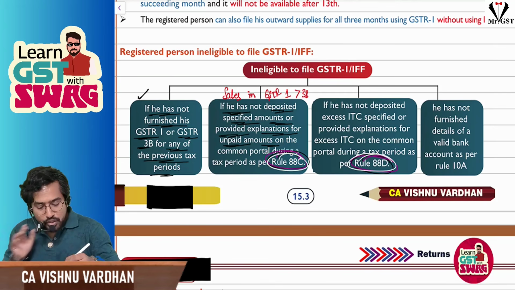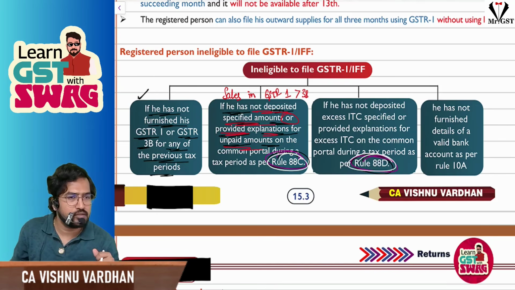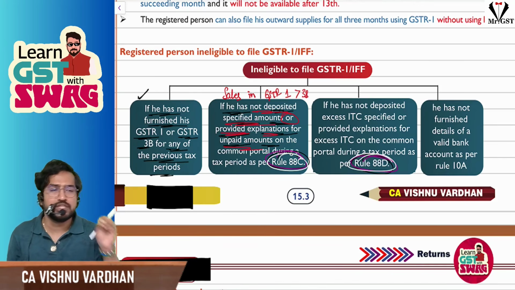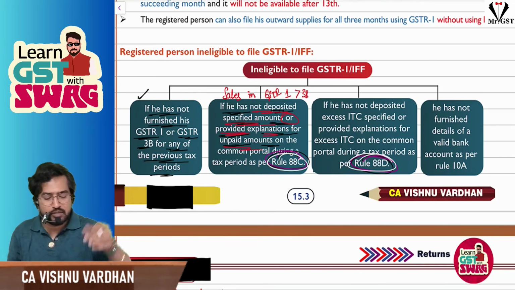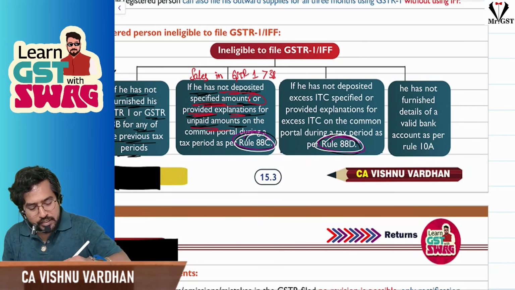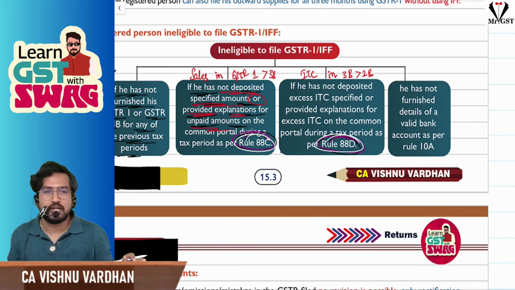So you have not deposited any specific amounts or provided explanation for the amount. If you feel I am wrong, you should deposit the money. Or you have valid reason, you should give reasons. You did not do anything. You just ignored it. Then your next month 1 will be blocked. You cannot file it. Same way, sir, your ITC in 3B is greater than in 2B. 10,000 is there in 2B, 1 lakh is there in 3B.